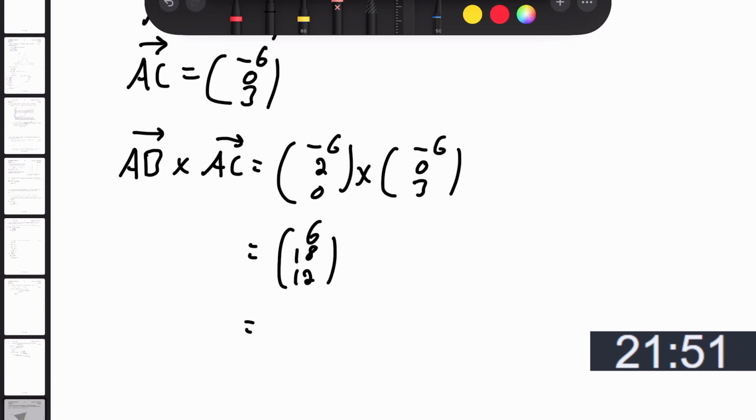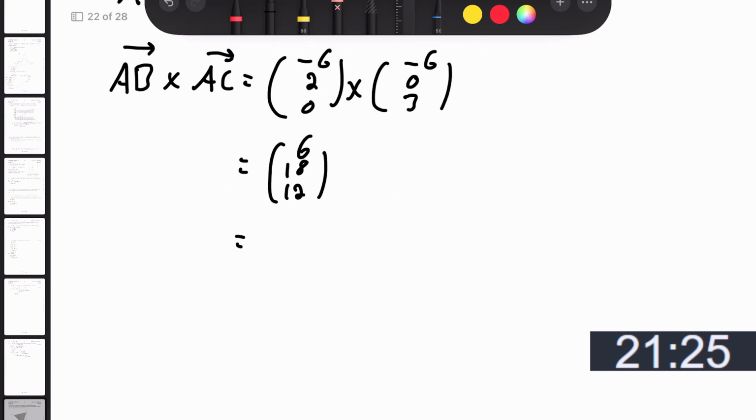So then it's going to be the cross product of negative 6, 2, 0 and negative 6, 0, 3. Oh wait, hold on, I have to turn my timers on. I'll be back, give me a second. And we're back. Okay. So putting in my timer, I got 6, 18, 12, yep. So now I'll say 6 of 1, 3, 2.